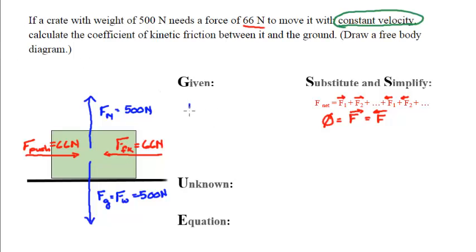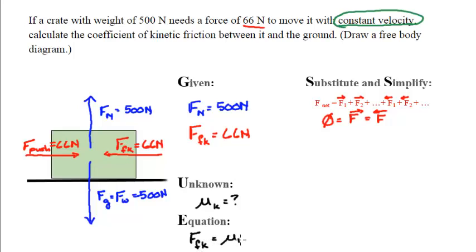So my givens are, I have a force normal to be 500 newtons. I have a force of friction, kinetic, to be 66 newtons. The thing that I'm looking for is mu, kinetic, and that does not have a unit. It is one of the few numbers in physics that does not have a unit. And I can use the fun formula. Force of friction, kinetic, equals mu, kinetic, times force normal.